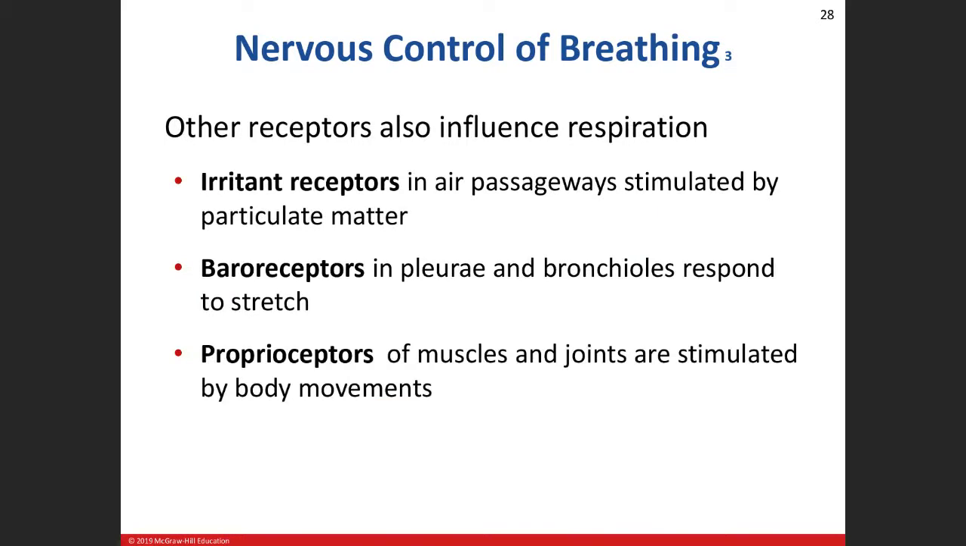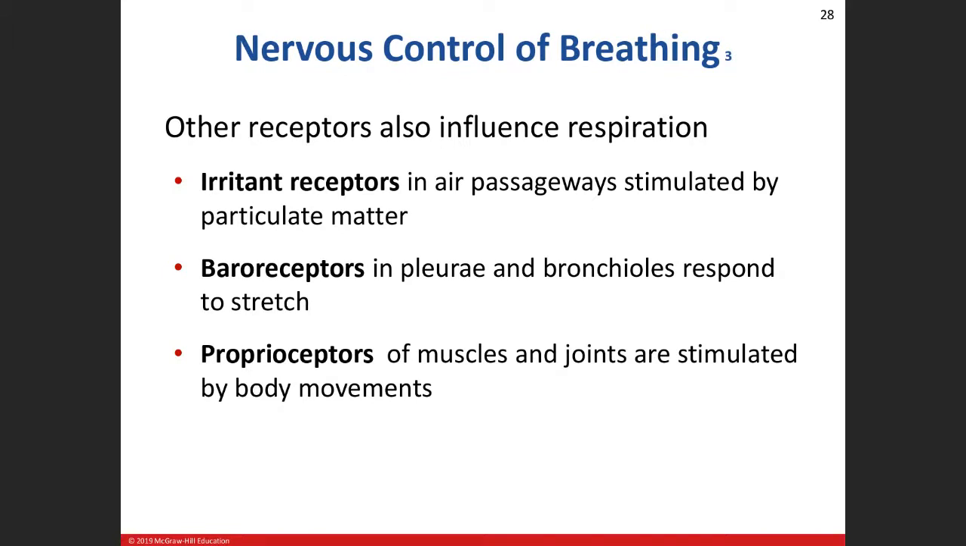Okay. So a couple other types of receptors. We have the irritant receptors, the baroreceptors, and proprioceptors. Irritant receptors, again, when you're breathing things in, you're bound to breathe in particulates depending on where you live. If you're outside in an urban area, or you could be in an area that's heavily populated with pollen. The point of the matter here is that these irritants, when they're inhaled, these receptors will pick up on them.